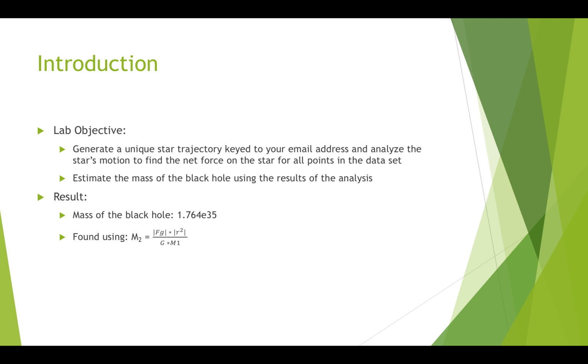The purpose of this lab was to generate a unique star trajectory based on our email address and then analyze the star's motion to find the net force on the star for all points in the dataset. Then, using the results of the analysis, we had to estimate the mass of the black hole. The results of this lab found that the mass of the black hole was 1.764 times 10 to the 35th power. This was found by rearranging the universal law of gravitation to solve for the mass, which can be seen below.